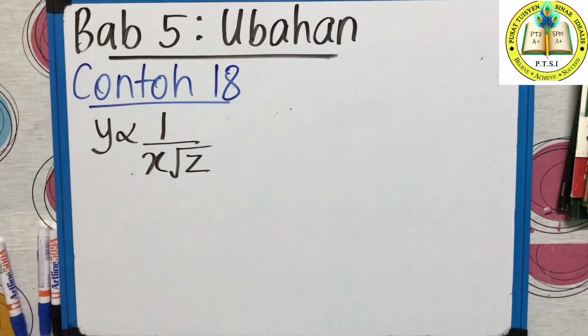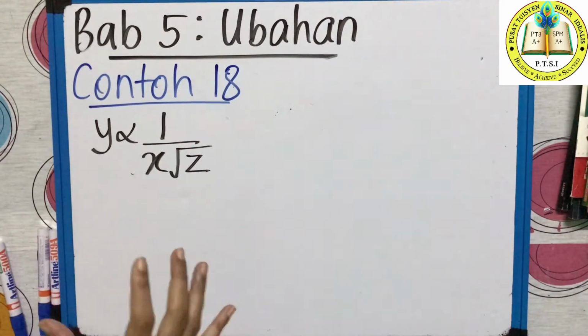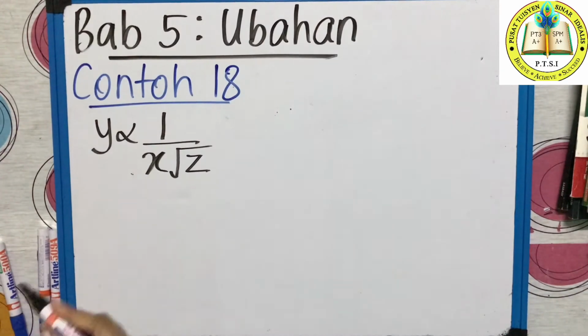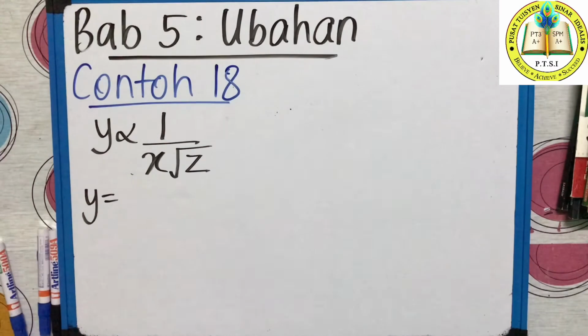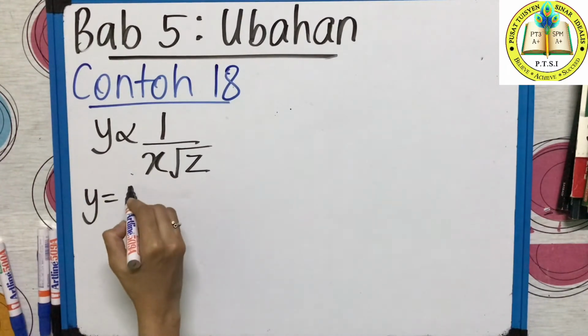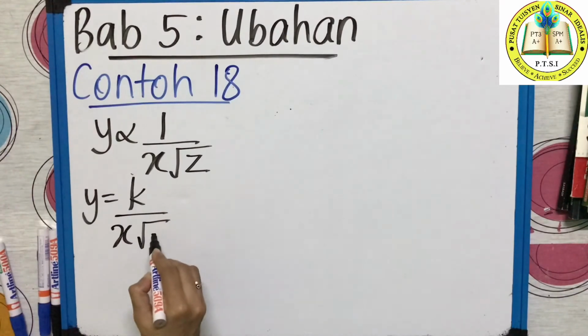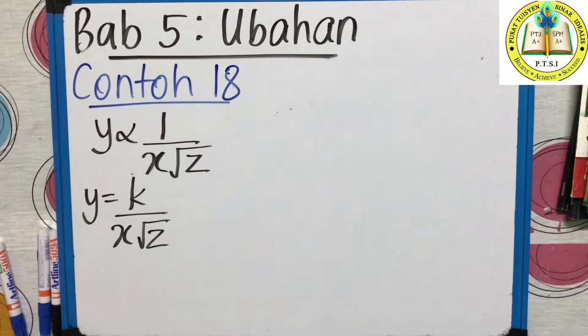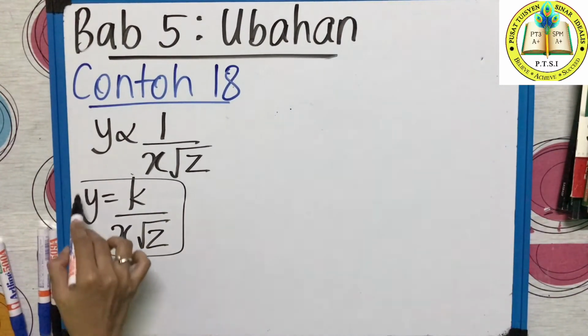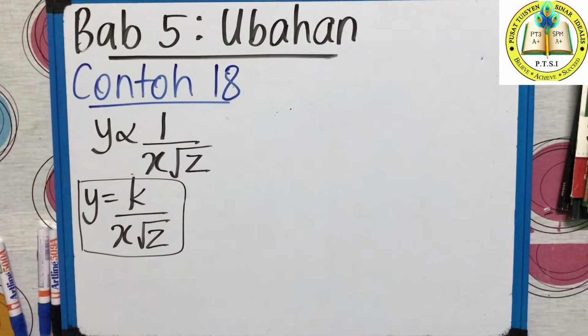So, ini adalah persamaan, tapi persamaan ni belum lengkap. So, it will be Y equal. Mana kamu nak letak K? Tadi cikgu sudah kata after the equal. So, the 1 you ganti with the K over X square root Z. Sudah. So, this is your equation. Tapi persamaan ni belum lengkap because you need to find the K value.